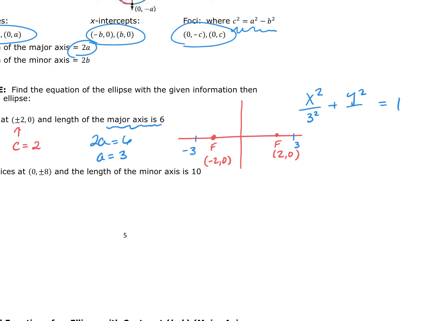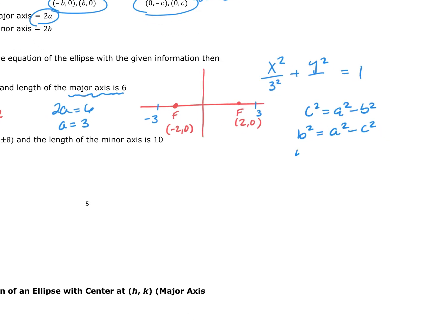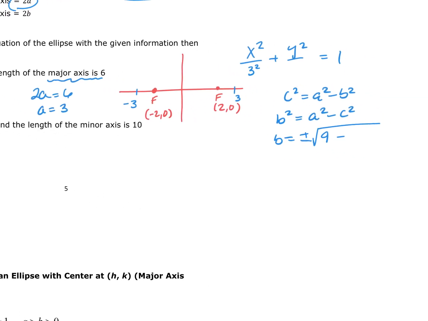And notice I left a blank because I don't know what b is yet, but I can certainly find b by using this equation. I know that c squared is equal to a squared minus b squared. That means b squared must be equal to a squared minus c squared, just by rearranging. Now remember, my a squared is 9. My c was 2, so c squared will be 4. So my b squared is 9 minus 4, and b is plus or minus the square root of 5.